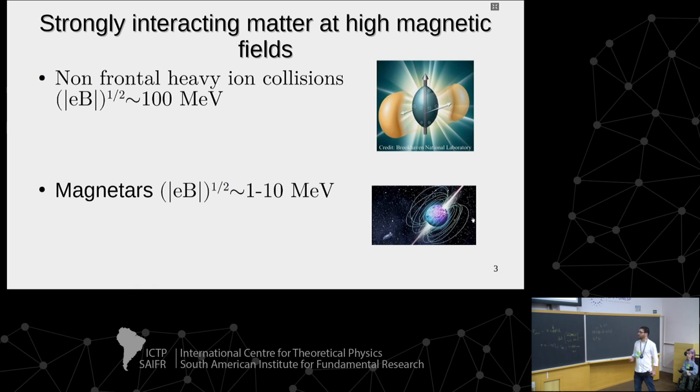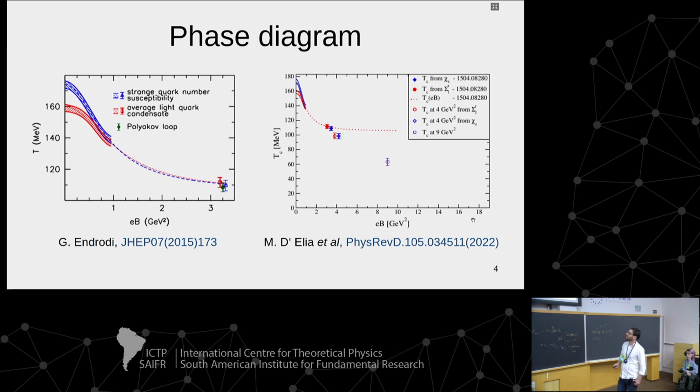So there are some places where you can find strongly interacting matter at high magnetic fields. You can find it in heavy ion collisions, where you have the square root of s about 100 GeV. And in magnetars, you have this value of the magnetic field. And of course, in the early universe, you have a magnetic field a few orders of magnitude higher than in heavy ion collisions.